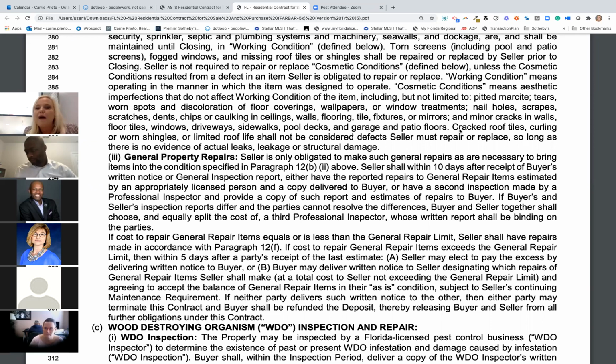Okay. Cracked, this is the best. Ready? Cracked roof tiles, cracked, not missing, but cracked, curling or worn shingles, or limited roof life shall not be considered defects that the seller must repair or replace, as long as there's no evidence of leaks, leakage, or structural damage.